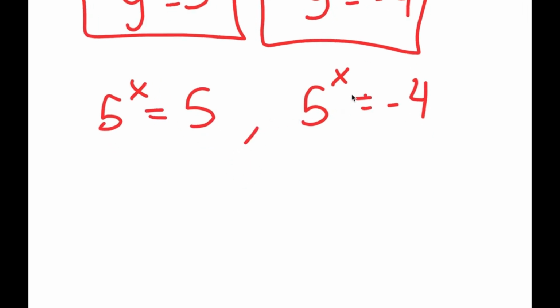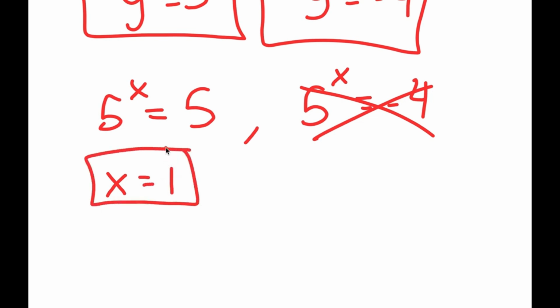So let's look at this equation over here, 5 to the power of x equals negative 4. Well, we can't take the power of a positive number and turn it into a negative number, meaning this equation has no solution. And for 5 to the power of x equals 5, to solve this, for other exponential equations we would have to take the log and do a bunch of other stuff. But over here, we could just see 5 to the power of 1 is going to equal 5, because anything to the power of 1 is itself. So this is my solution.